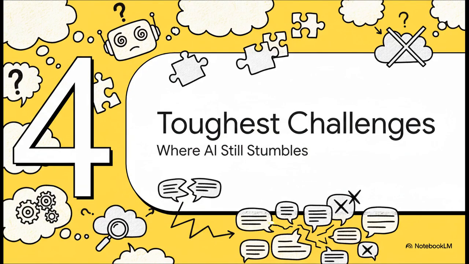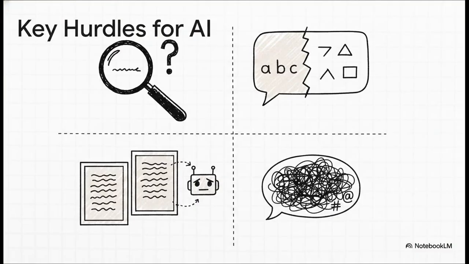But it's not perfect. As powerful as it is, language detection still has some pretty tough challenges. There are specific situations where even the smartest AI can get tripped up. Let's go over a few of them. So where does it have a hard time?